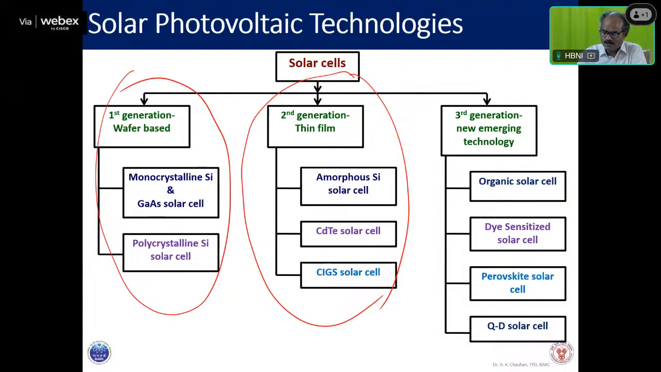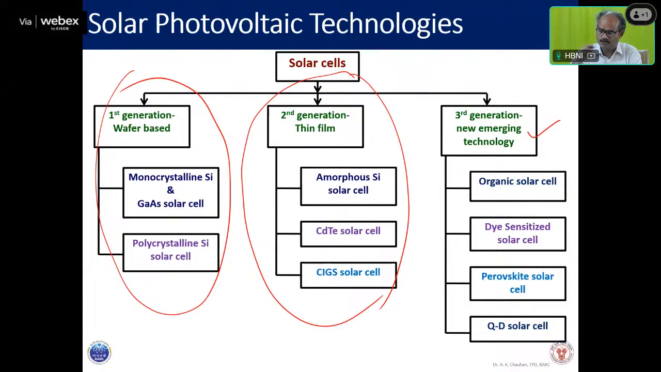Now today we will learn the third generation, which is called new and emerging technologies. New and emerging technologies means most of the devices which are being studied under this are on the laboratory scale only. Only very few are commercially available, but stability is also an issue.